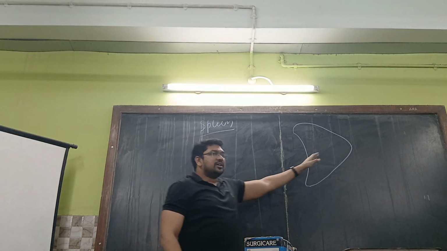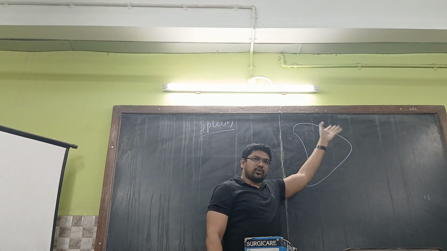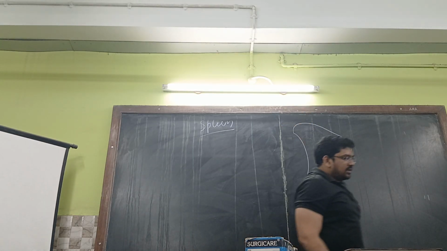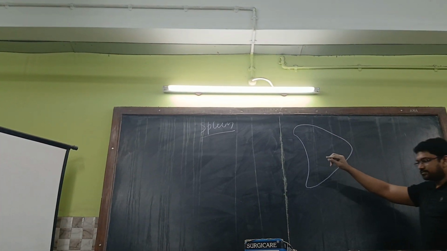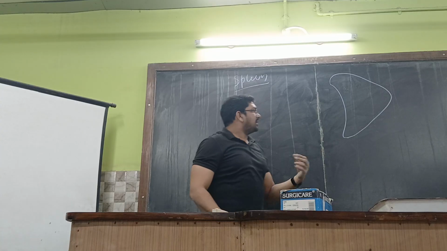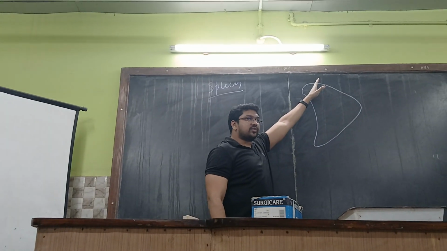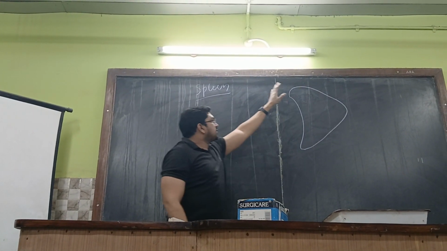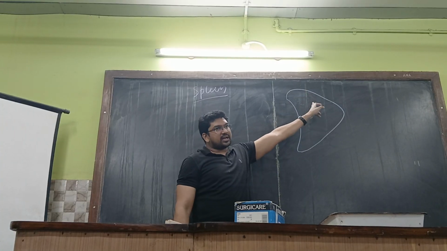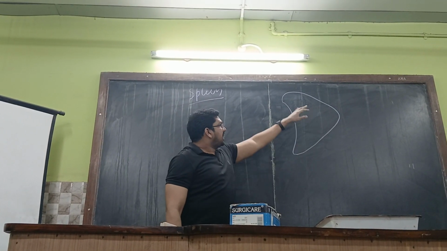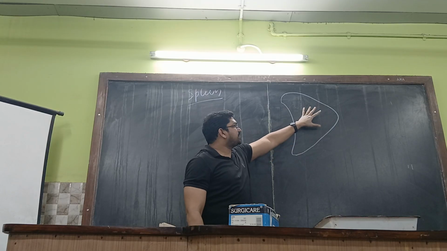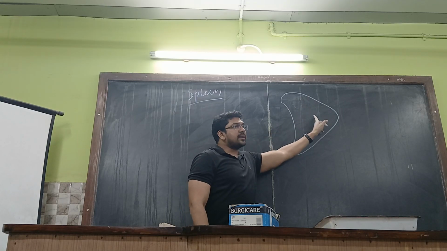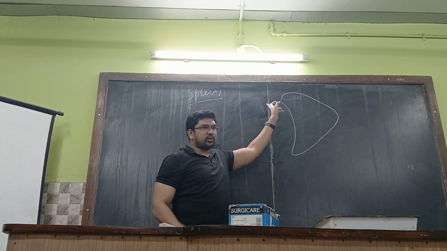Spleen is a very good structure, we'll finish it up fast. First of all, where is the spleen situated? The spleen is situated in the left hypochondrium and a little bit in the epigastric region. The stomach occupies the epigastric and left hypochondriac regions, and of course the umbilical region also. The pancreas lies in the epigastric and left hypochondriac regions. In the same manner, the spleen lies in the left hypochondriac and epigastric regions.